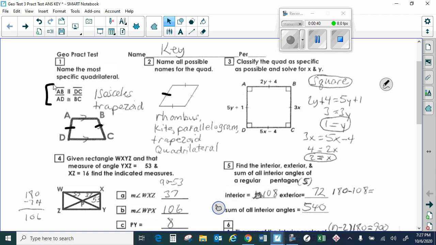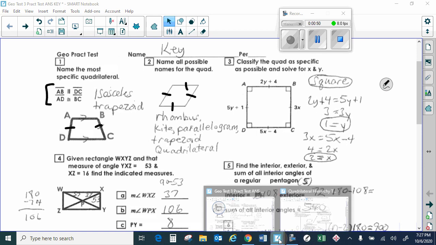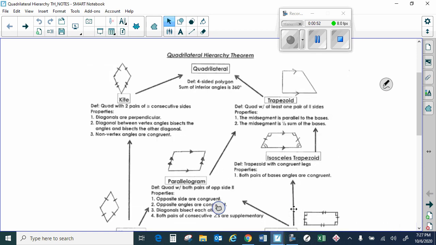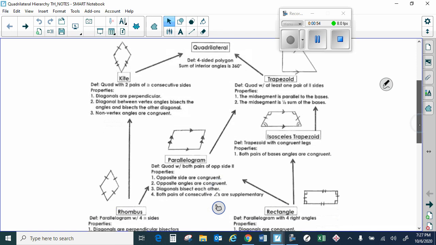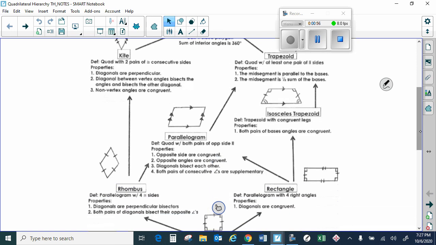When we see four congruent sides without showing four congruent angles, automatically rhombus. So how do I know it's kite, parallelogram, trapezoid, and quadrilateral? I look at my quadrilateral hierarchy that I have memorized. So I look at rhombus here. Rhombus is connected to a parallelogram here. It's also connected to a trapezoid, which then is connected to a quadrilateral, and straight up here it's connected to a kite that then goes to the quadrilateral. So you have to name everything above it.